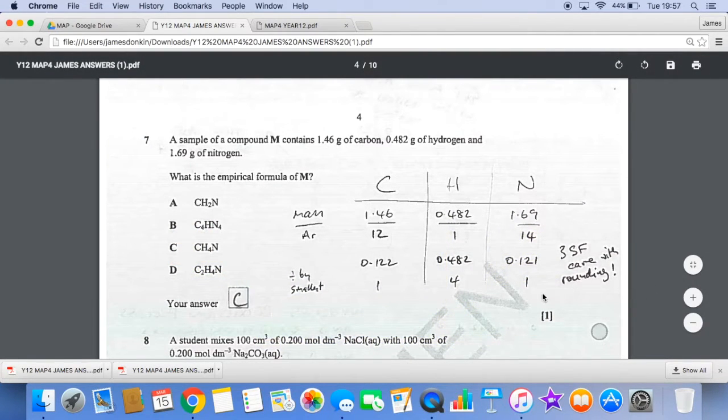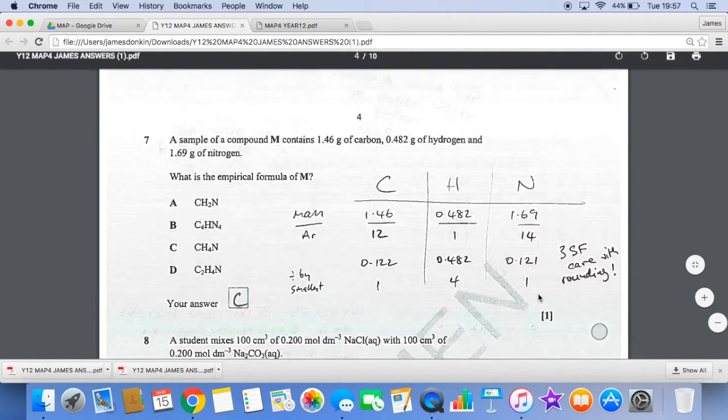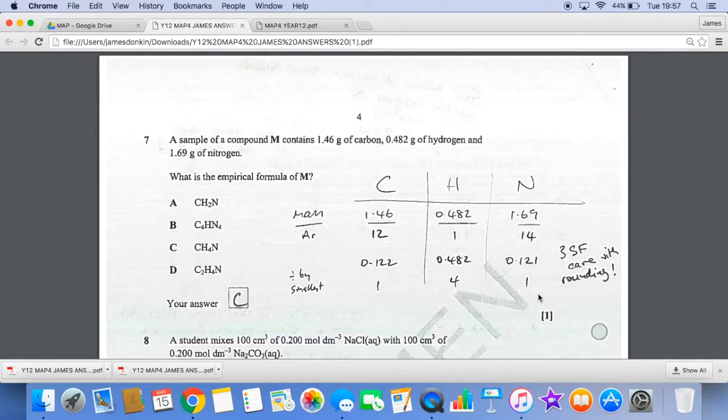Empirical formula. So what's the correct empirical formula for compound M? You have to quickly knock up an empirical formula table for your three atoms, carbon, hydrogen, nitrogen. Put your masses in, divide by the Mr. That gives you the moles. Make sure you go for at least 3 significant figures. Be very, very careful with your rounding. And that gives you a 1 to 4 to 1 ratio. And so the answer was C.